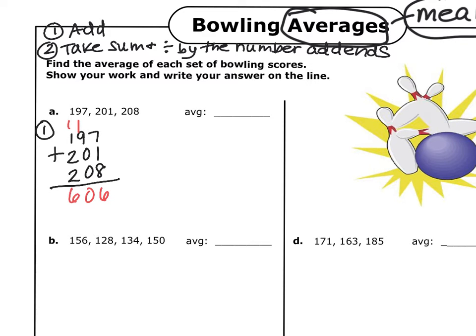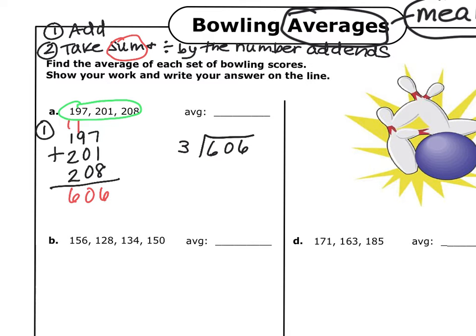Step 2 is to take your sum. We got 606, didn't we? And we're going to divide it by the number of add-ins. Now let's talk about what that means. The number of add-ins is how many numbers are here. So I see 1 number, 2 number, 3 number. So the number we're going to divide by is 3.